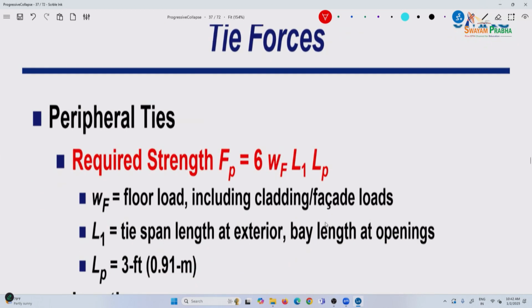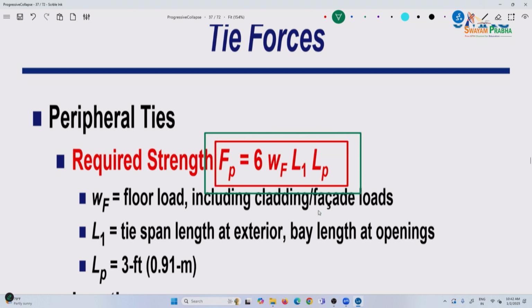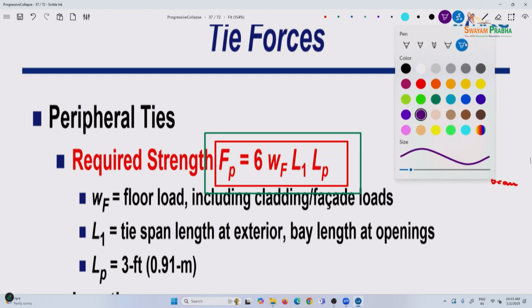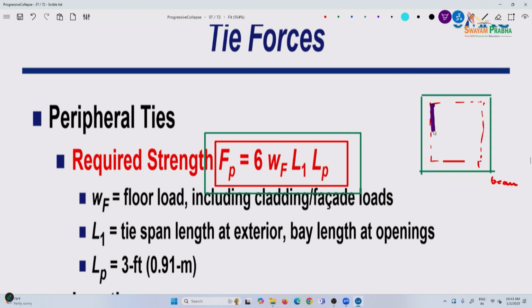Then peripheral ties, the force is different, Fp is 0.6 Wf L1 Lp. Now, peripheral ties are provided within, so this is your, let us say, slab, and let us say you have your beam system within here. So, this is your beam. The peripheral ties are sort of provided in this region.